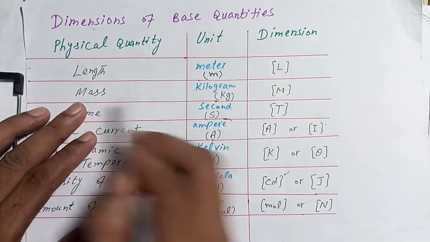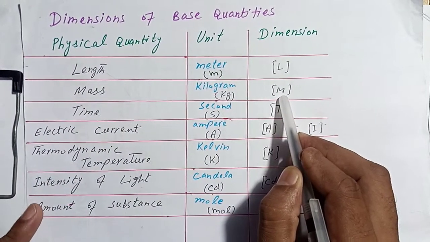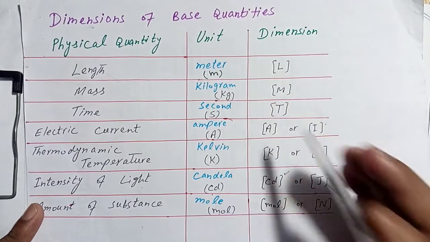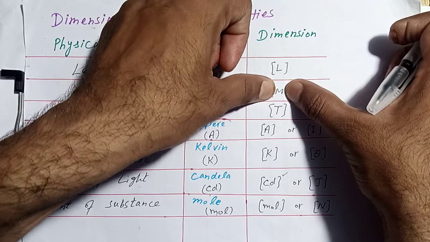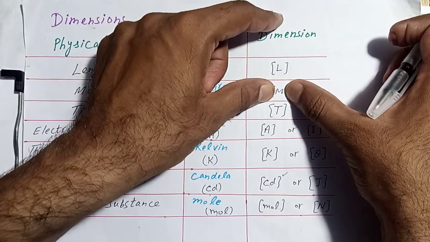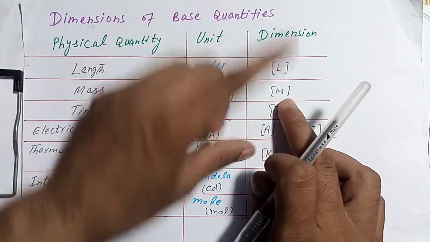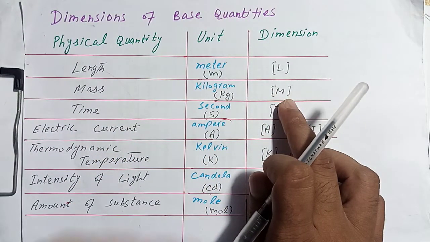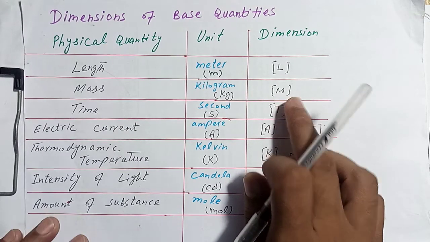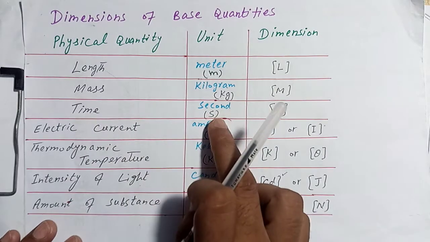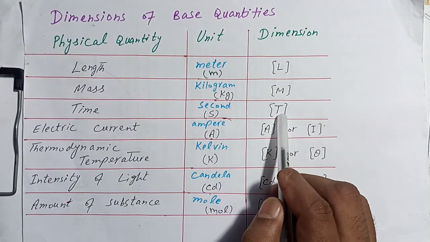The unit of mass is kilograms and its dimension is denoted by capital M written within square bracket. If we simply write capital M, it does not mean that it is the dimension of mass. When we write capital M and enclose it in a square bracket, then it is read as the dimension of mass. Time is measured in seconds and its dimension is denoted by capital T.